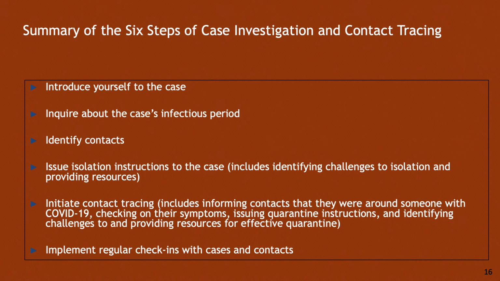And in summary, we've talked about the steps of case investigation and contact tracing: introducing yourself, developing a rapport, inquiring about the infectious period of the case, identifying contacts, offering isolation instructions and help, and providing resources for that. And also with the contacts, providing resources for quarantining and offering quarantining instruction, and then finally having a system of regular check-ins with your cases and contacts.